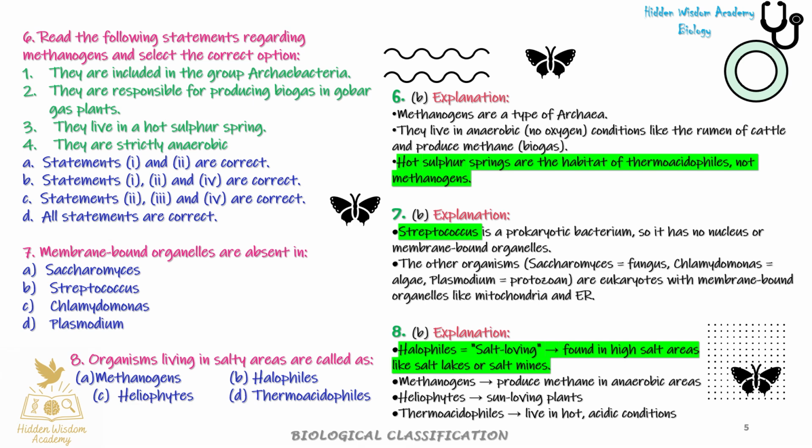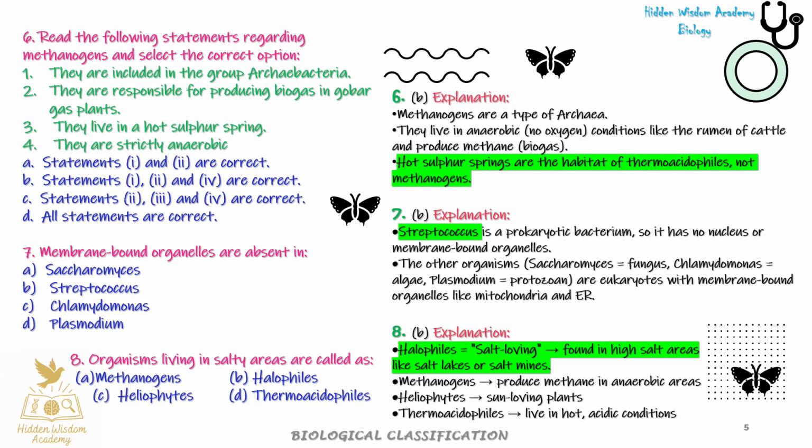Explanation: Streptococcus is a prokaryotic bacterium, so it has no nucleus or membrane-bound organelles. The other organisms, Saccharomyces, a fungus, Chlamydomonas, an alga, and Plasmodium, a protozoan, are eukaryotes with membrane-bound organelles like mitochondria and ER. So, option B is the correct answer.